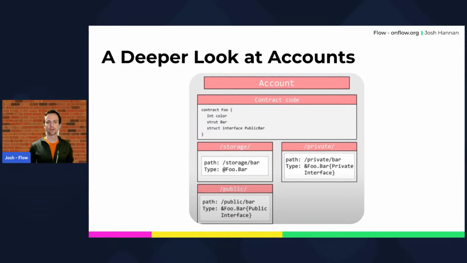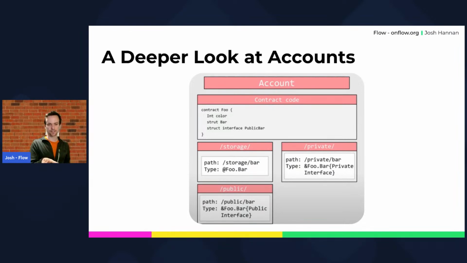So for example, if you have an NFT stored in your account, obviously you don't want people to be able to withdraw that from your account, but you might want to give people access to reading the metadata of that NFT. Or you want to give people public access to deposit new NFTs into your account. So that's what you would put in the public section: this public interface that only contains the metadata parts and the deposit parts of your NFT.